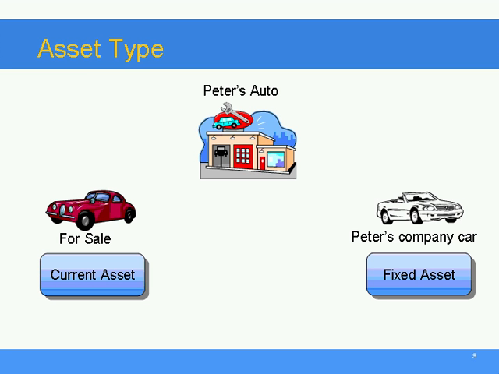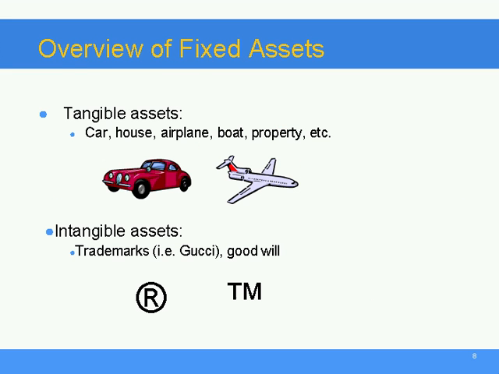Fixed assets are assets which a company owns and uses in the day-to-day operations of the company. The useful life of these assets spans multiple years. Examples of fixed assets include the following: automobiles, computers, machinery, buildings, cars, copyrights, or trademarks. I go back to my tangible and intangible assets.